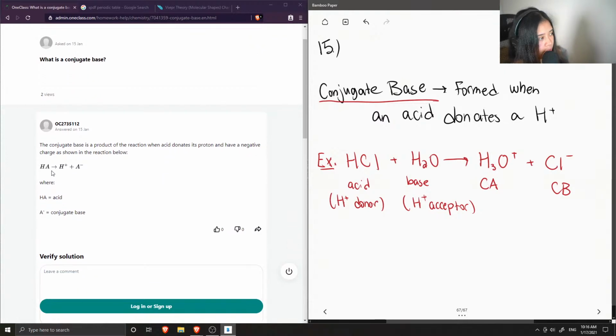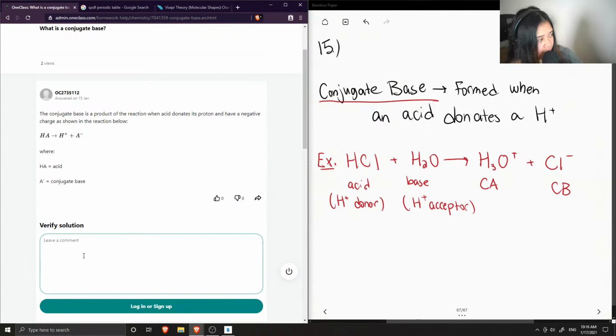The junior tutor said that the conjugate base is a product of the reaction when acid donates its proton and has a negative charge as shown in the reaction below. And then they just labeled it. The A- in this case would be the conjugate base. So this solution is correct.